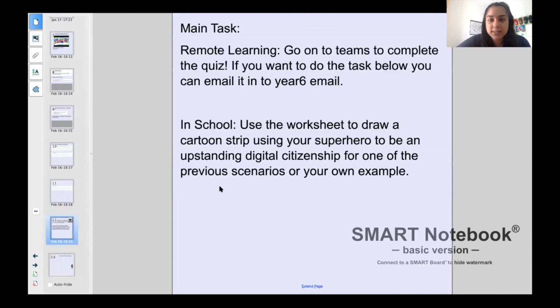For your main task, can you go to Teams and complete the quiz? So there were a few more questions remaining after the check-in. So can you please complete those? And if you would want to do the task below, please email into the Year 6 email.